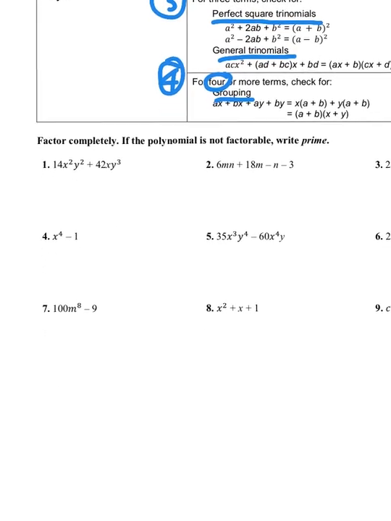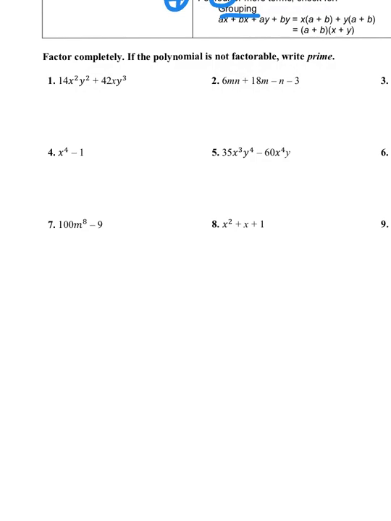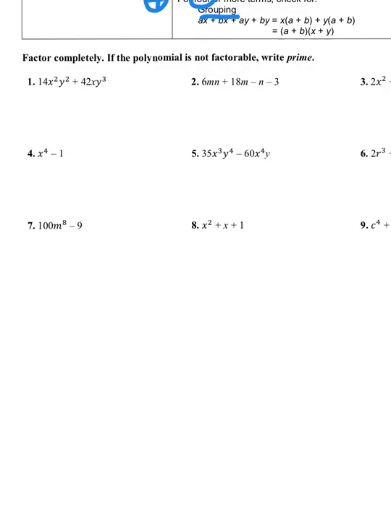Number one, it says, factor completely, and if the polynomial is not factorable, write prime. So it is possible for polynomials not to be factorable. For number one, I noticed that I do have a greatest common factor that I can pull out. First, I am going to pull out a 14, and I can also pull out an x and a y squared. After that, I am left with x in my first term, and 3y in my second term.